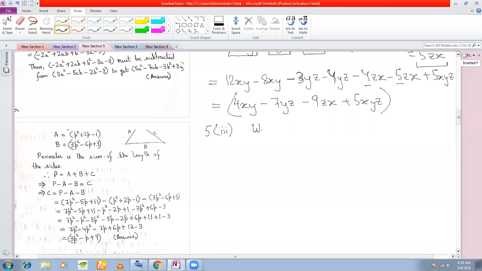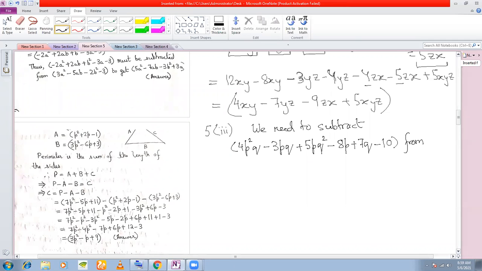We need to subtract 4p square q minus 3pq plus 5pq square minus 8p plus 7q minus 10 from 18 minus 3p minus 11q plus 5pq minus 2pq square plus 5p square q.